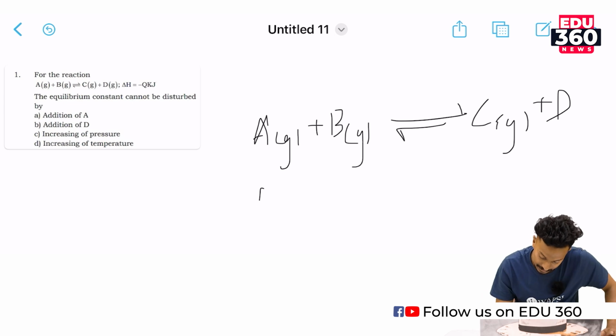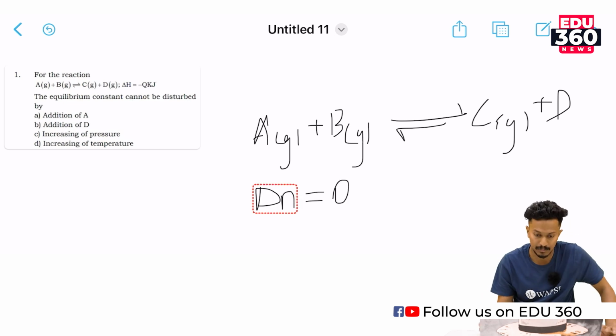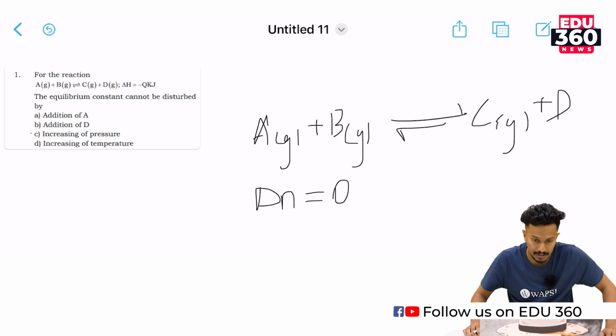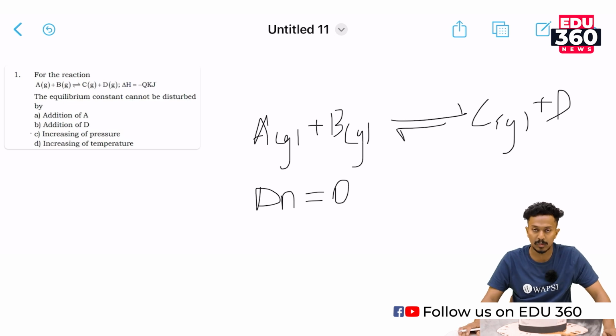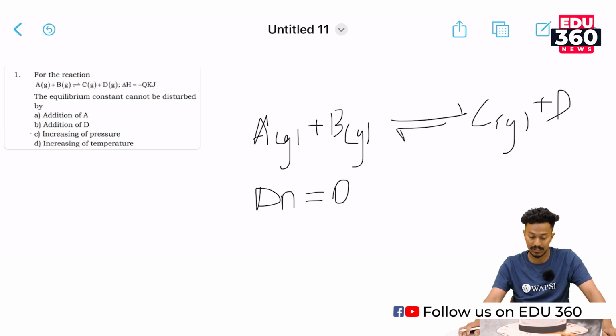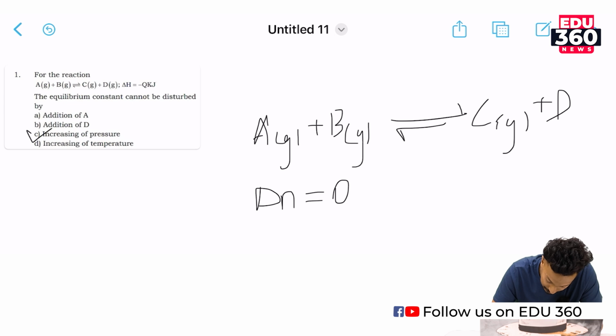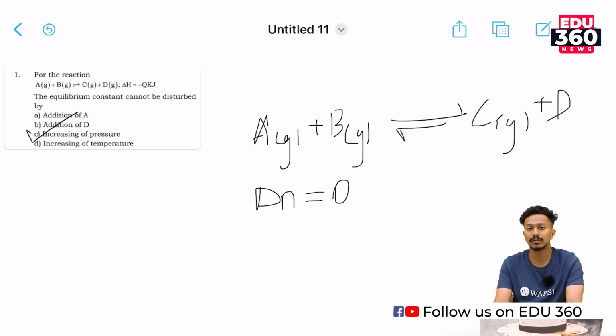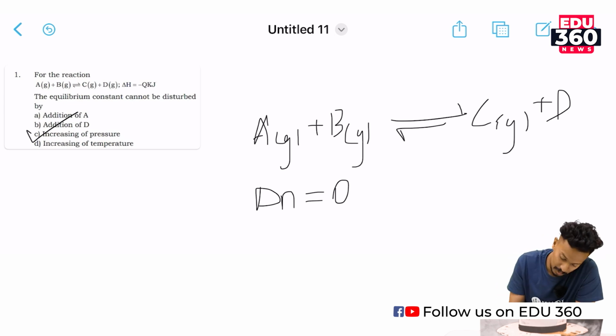So delta n is equal to 0, right? Pressure does not have any effect on this equilibrium state. So the correct option will be increasing the pressure, because pressure does not cause any change in the equilibrium constant. Moving to our next question.